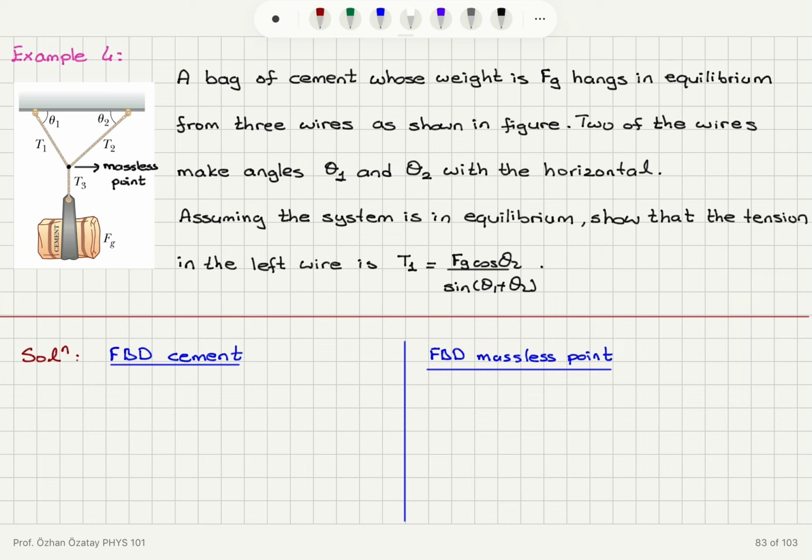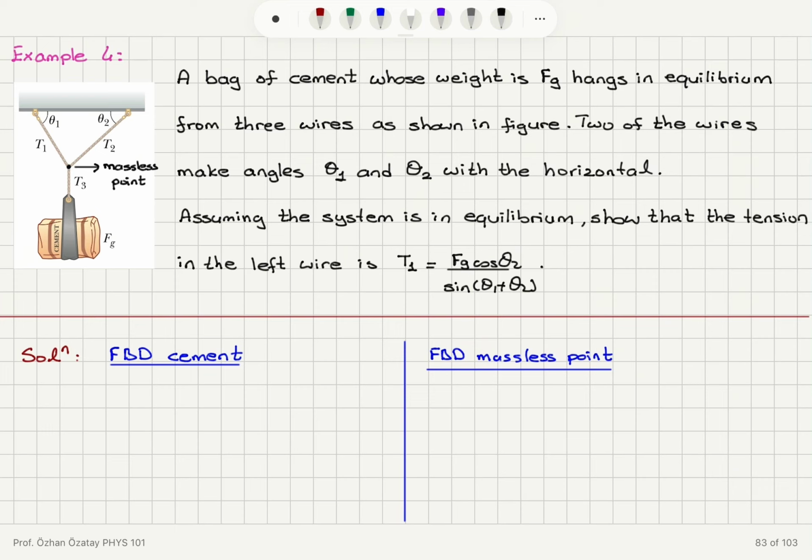Now in this example, we have a bag of cement whose weight is Fg hanging in equilibrium from 3 wires as shown in the figure. So there's wire 1 that has a tension T1 making an angle θ1 with the horizontal, and wire 2 with tension T2 making an angle θ2 with the horizontal. Assuming the system is in equilibrium, show that the tension in the left wire T1 can be written in terms of the gravitational force, or the weight, as Fg cosine θ2 divided by sine (θ1 plus θ2). So it's given by this expression.